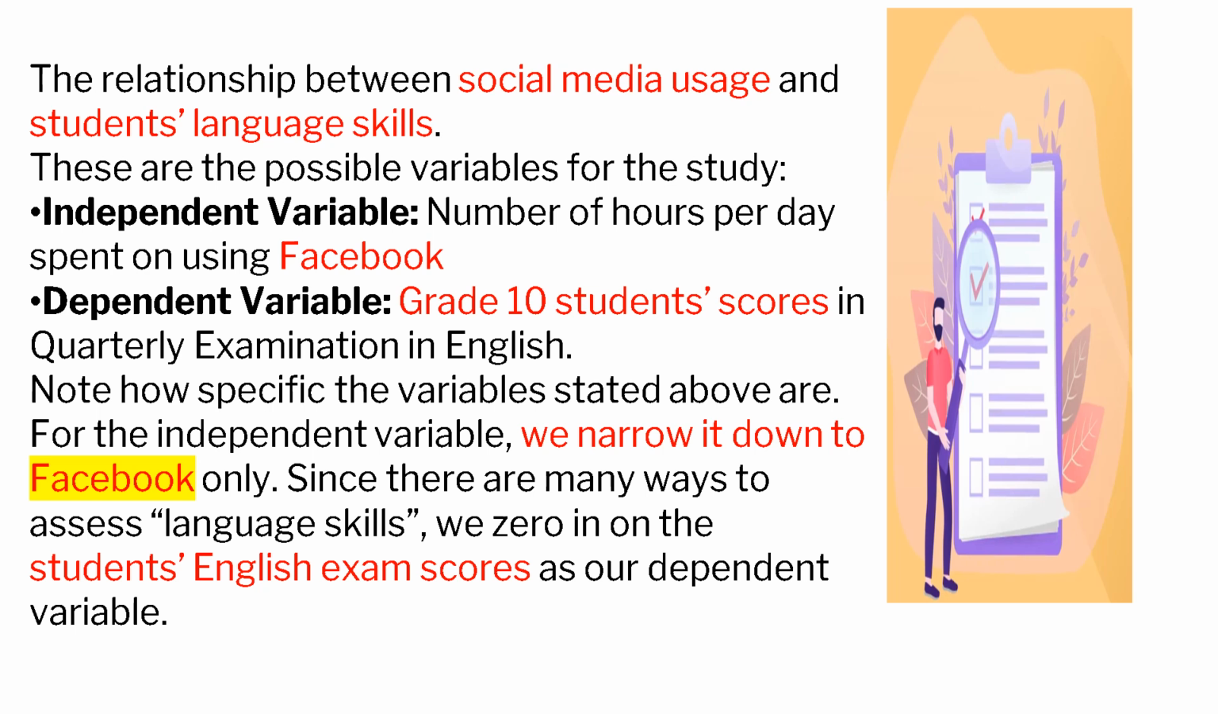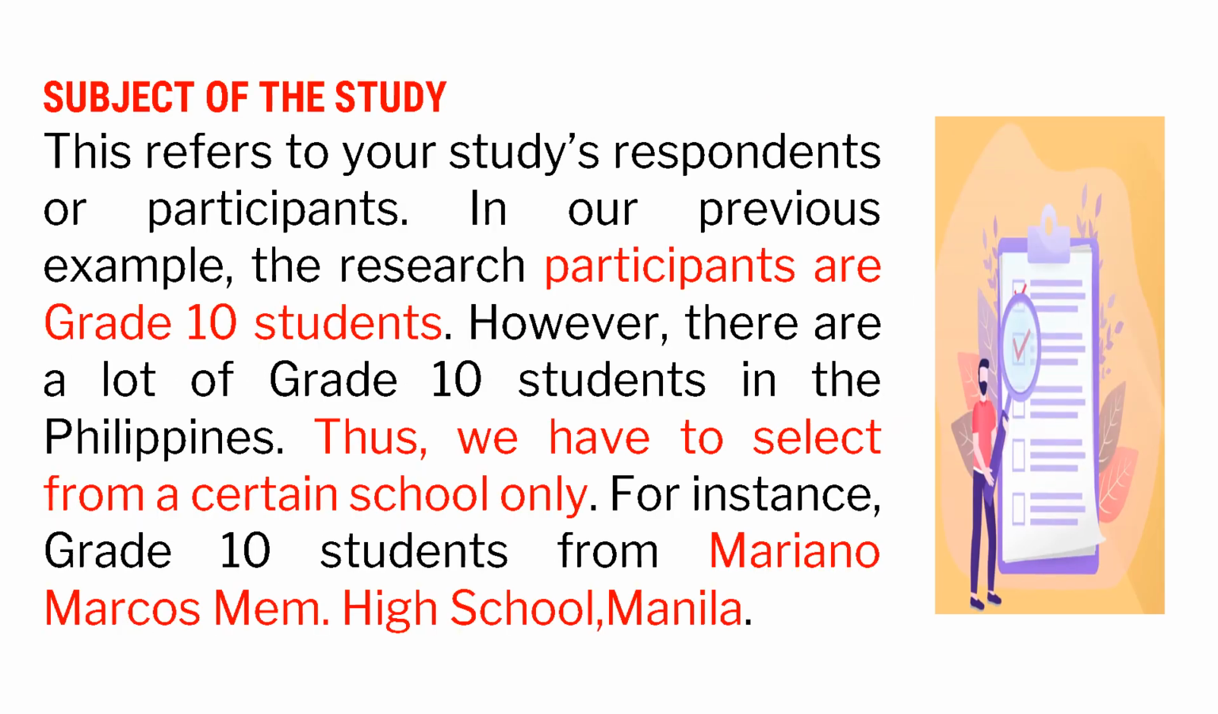Independent variable, number of hours per day spent on using Facebook. Dependent variable is grade 10 students' score in quarterly examination in English. Note how specific the variables stated above are. For the independent variable, we narrow it down to Facebook only. Since there are many ways to assess language skill, we zero in on the students' English exam scores as our dependent variable.